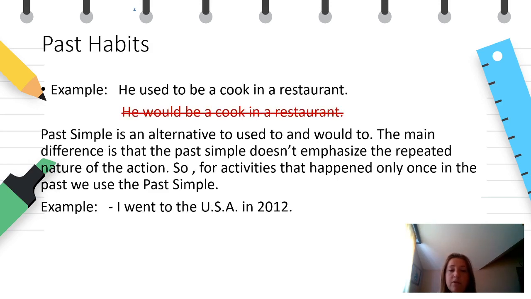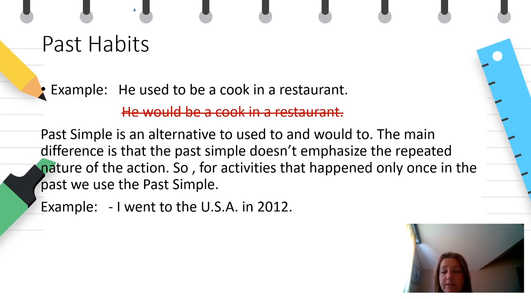Let's look at the example we have got here. He used to be a cook in a restaurant, and not, he would be a cook in a restaurant. In this case, the structure with used to is correct, as you can see, because be is a stative verb and is used with the structure used to, not with the structure would be. Another form for past habits is past simple, and we can say that past simple is an alternative to used to and would.